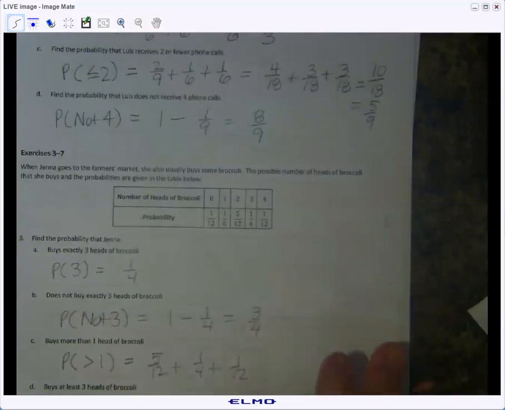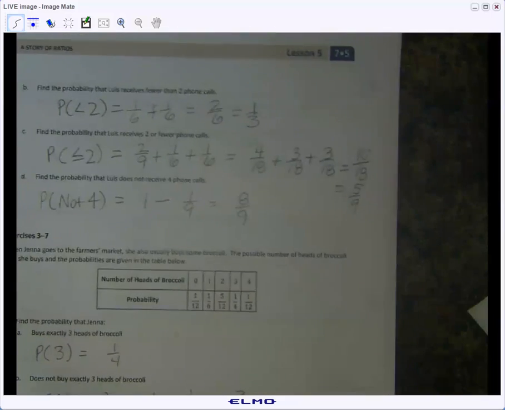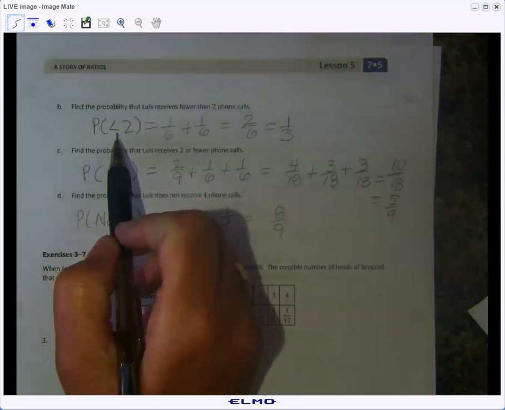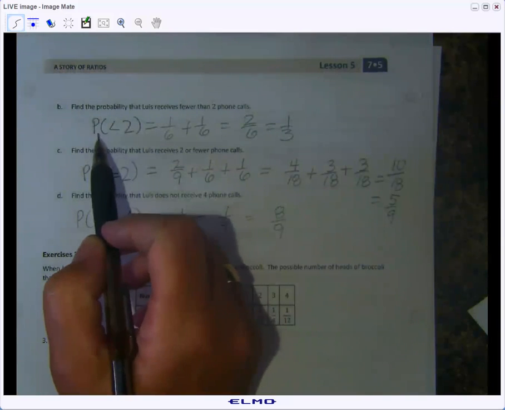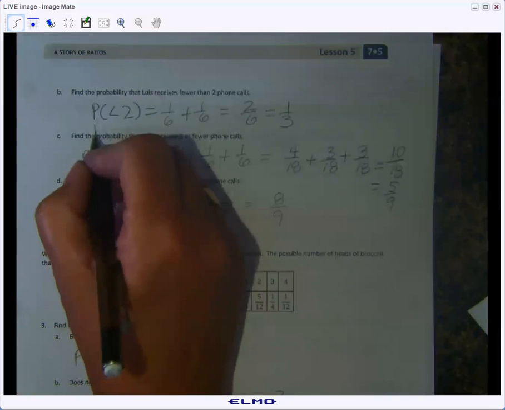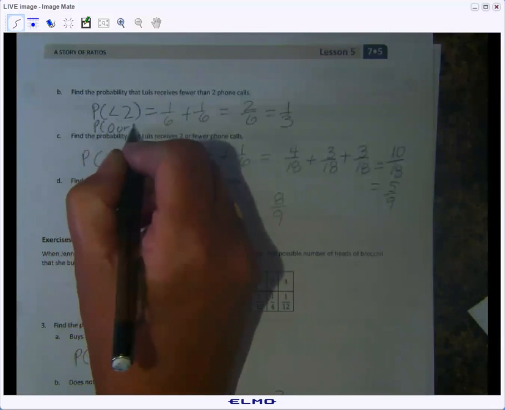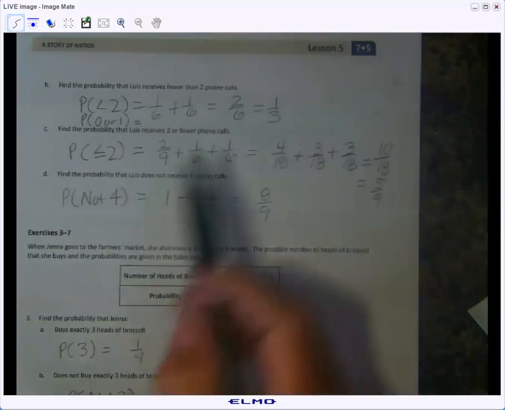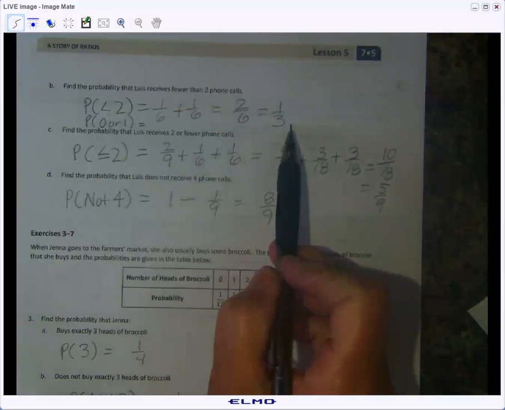Find the probability that Lewis receives fewer than 2. Now I wrote this one a little bit different. Fewer than 2 means 0 or 1. I wrote the probability of less than 2, but you could also write the probability of 0 or 1, and it will be the same. 0 is 1/6, 1 is 1/6, so you add those together and you get 2/6, which reduces to 1/3.